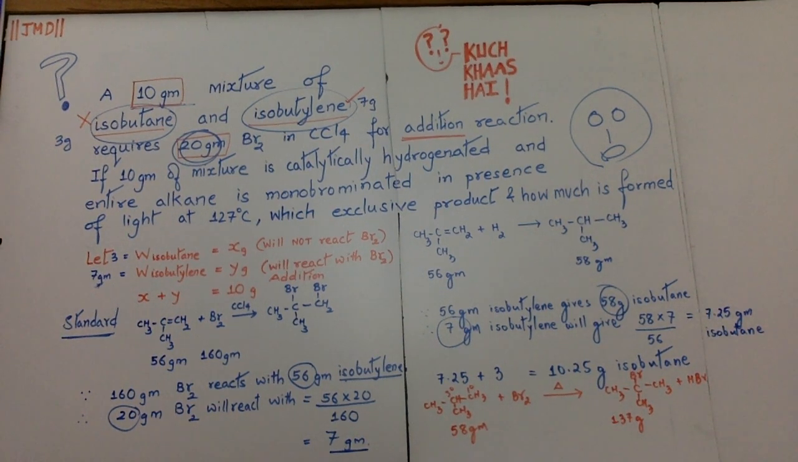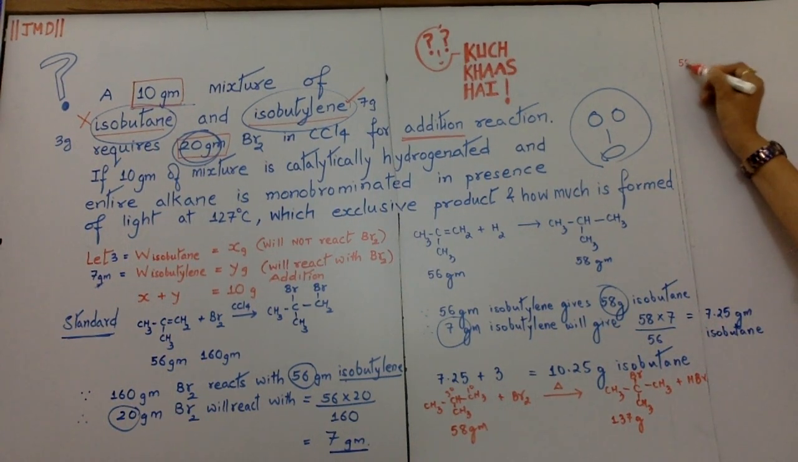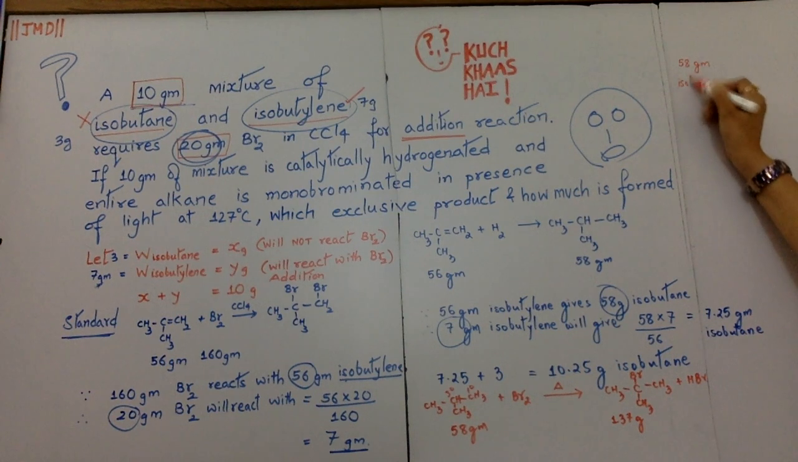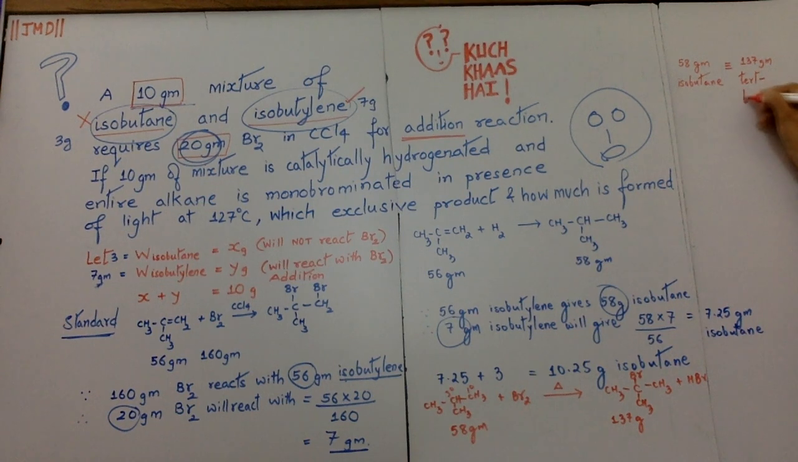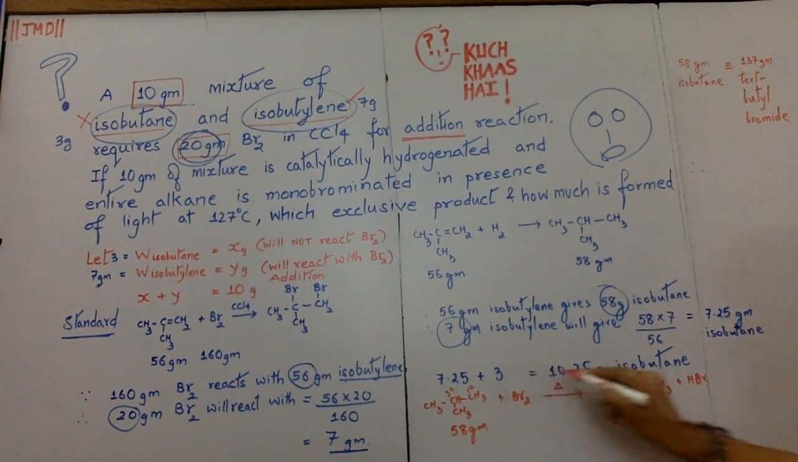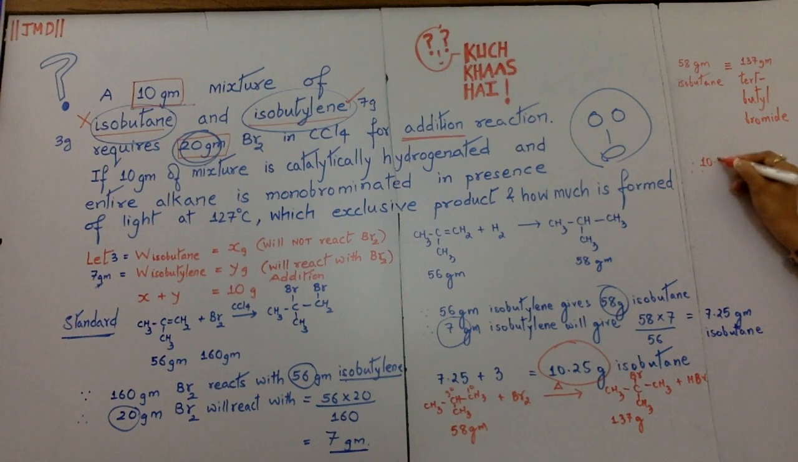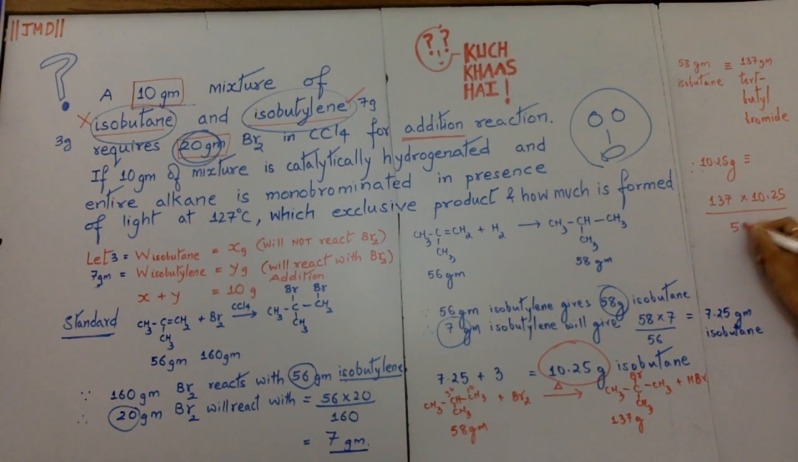So, the last comparison we have, that is 58 gram isobutane gives 137 gram tert-butyl bromide. Therefore, how much was it? 10.25 isobutane will give how much? So again, cross multiply, 137 into 10.25 upon 58. So the answer is how much?